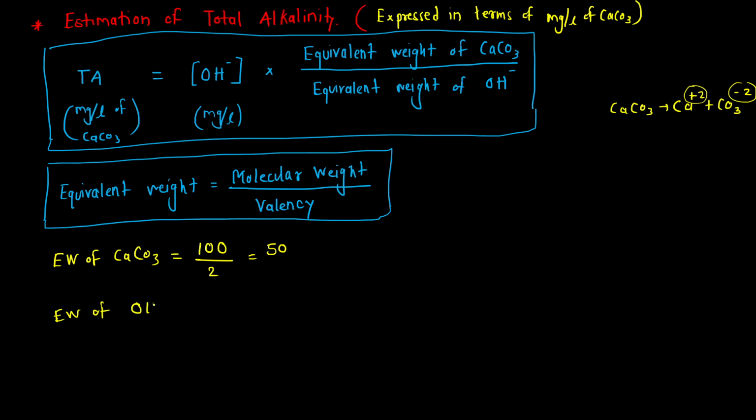Similarly, equivalent weight of OH minus, hydroxyl ion, is equal to molecular weight of hydroxyl ion, that is 16 plus 1, 17, divided by valency, which is -1, that is 1 here. This is 17. So we can summarize this formula as total alkalinity is equal to OH minus concentration into 50 divided by 17.